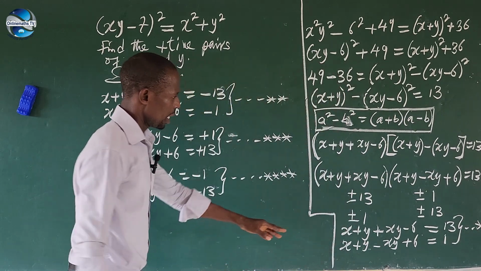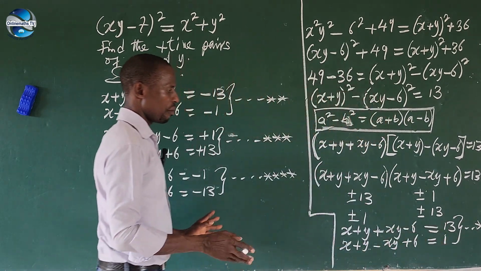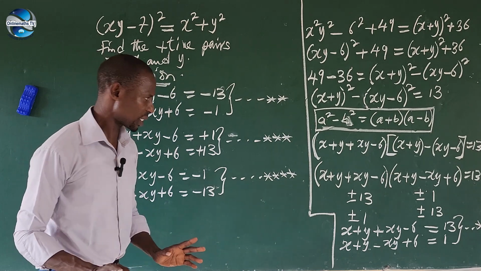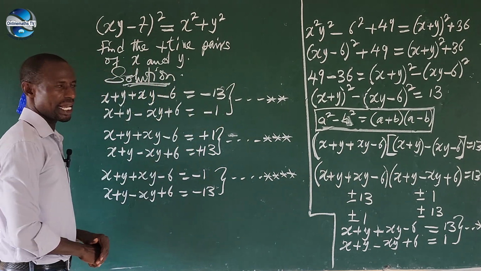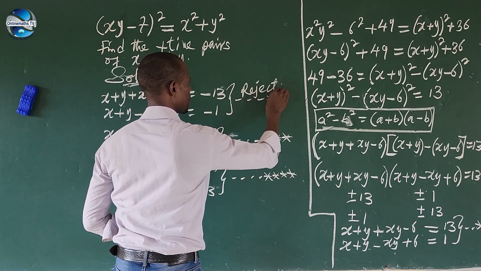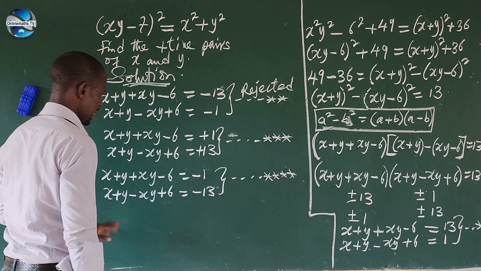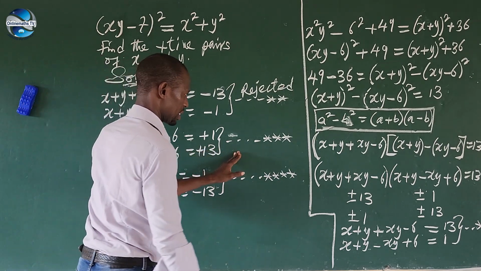Of course, our first case, if we add up everything here, what will that give us? That will give us positive. But if we add up everything here, this will give us negative. So automatically we're going to reject this one. This one is rejected. Again, if we add up this will give us positive. So this one will be accepted.